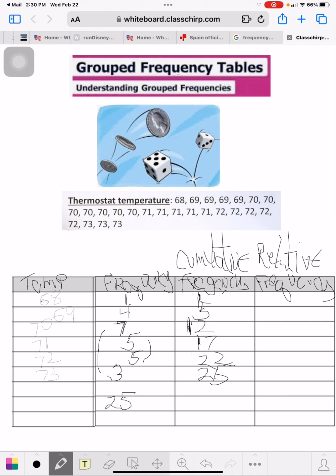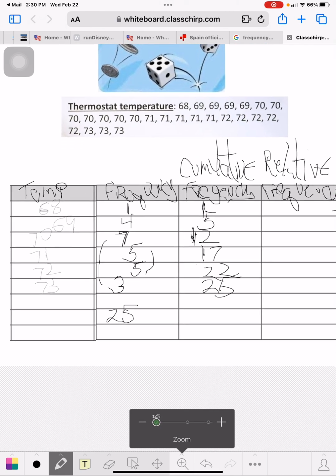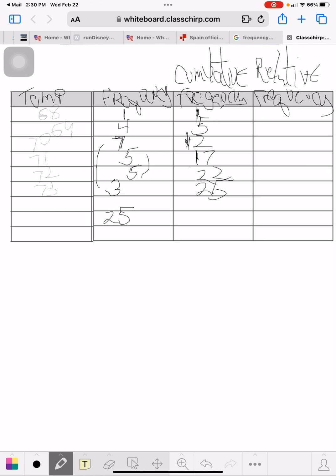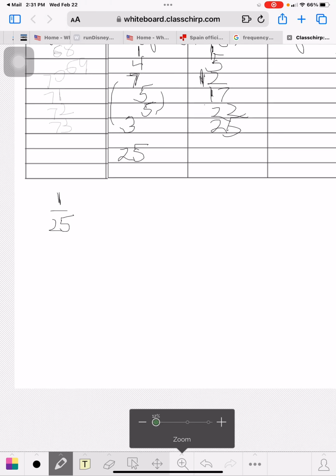What that would be, okay, let's just push this up a little. What we do now is take the number of people that did it divided by the total of 25. So the first one is one person out of 25. I'm going to write them all down, then we'll do the math going across.